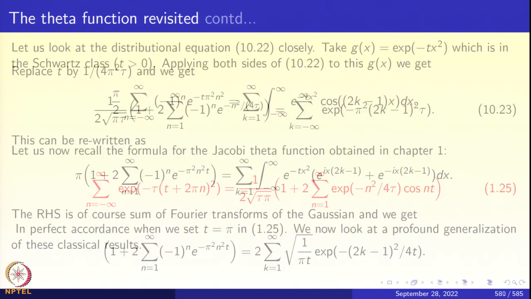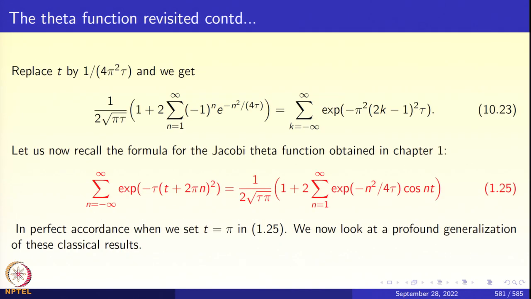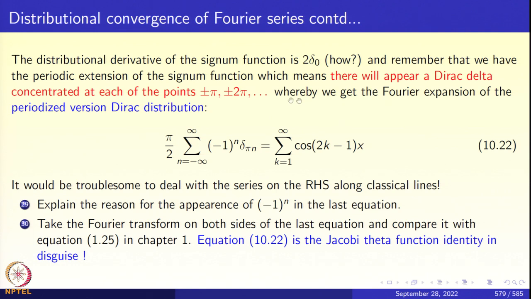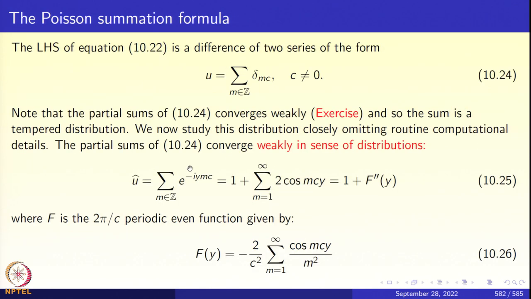So now we want to look at this from a slightly different, modern perspective. In equation 10.22, the left hand side was a bunch of Dirac deltas. Here, I can split this sum into two sums, those with odd n and those with even n. Each of those two pieces is a sum of the form 10.24. It is an infinite series of Dirac deltas placed at mc, where m varies over the integers. It's an integer lattice. The set of all mc forms a cyclic subgroup of R. And the series 10.24 converges weakly and the sum is a tempered distribution.